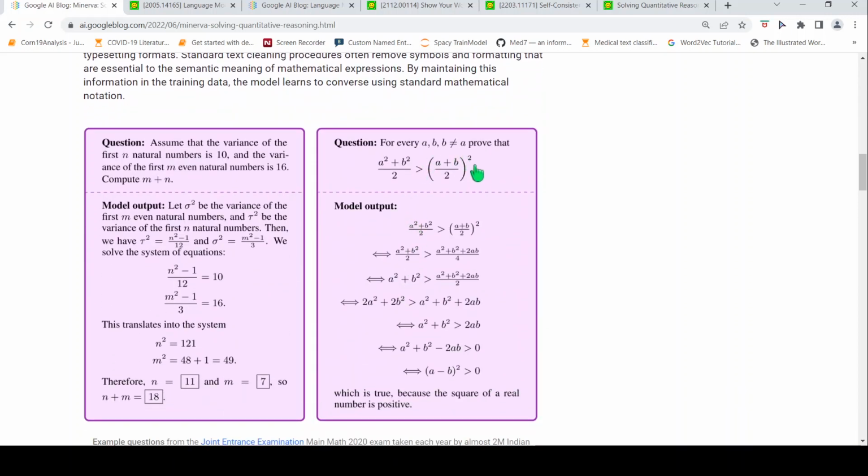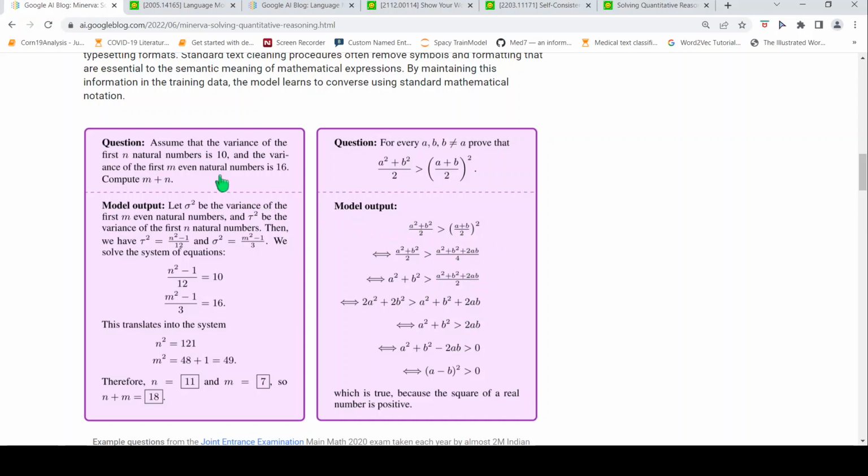So this is a simple mathematical equation. Now the claim over here is that the model is able to solve this equation. Okay, so the question over here is, for every a comma b where b not equal to a, prove that a square plus b square divided by 2 is always greater than a plus b by 2 whole square. Okay, and this is the solution which is given by the model.